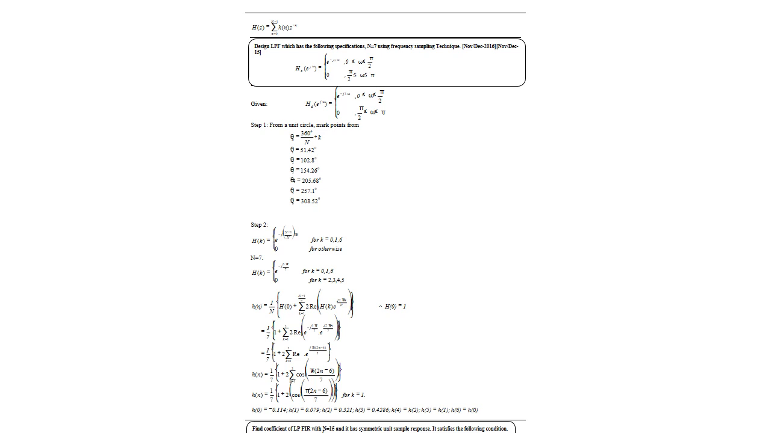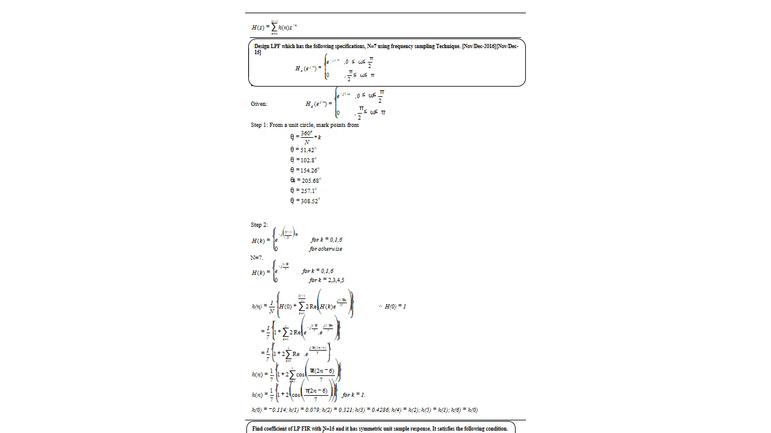So next h of n is equal to 1 by n, that is h of 0 plus summation k equal to 1 to (n minus 1) by 2 of 2 real part of h of k e to the power of j 2 pi k n by n. Therefore h of 0 is equal to 1. Next 1 by 7 into 1 plus summation k equal to 1 to 3, 2 real part of e to the power of minus j 6 pi by 7 into e to the power of j 2 pi k n by 7.